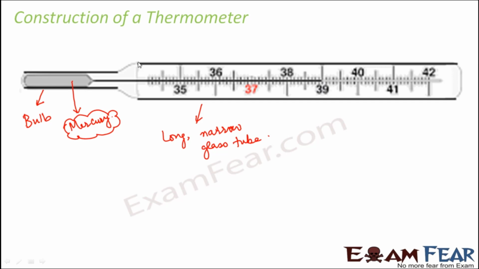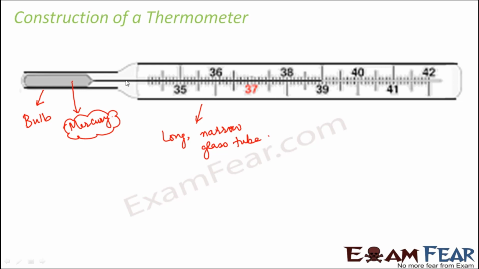So throughout the length of this thermometer, you will be able to see a shiny thread-like structure. That shiny thread is nothing but mercury. So this is the property of mercury, that it is very shiny in nature. That is also one positive thing about mercury, because of which it is used in the construction of thermometer.